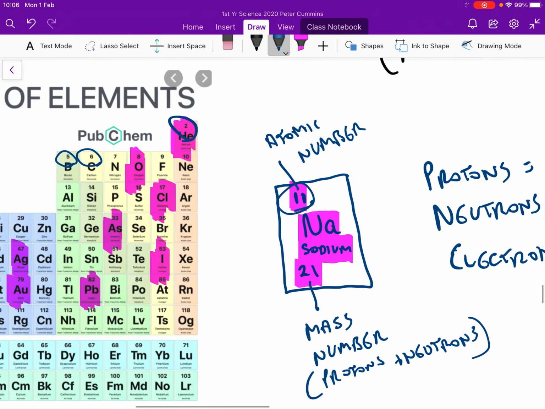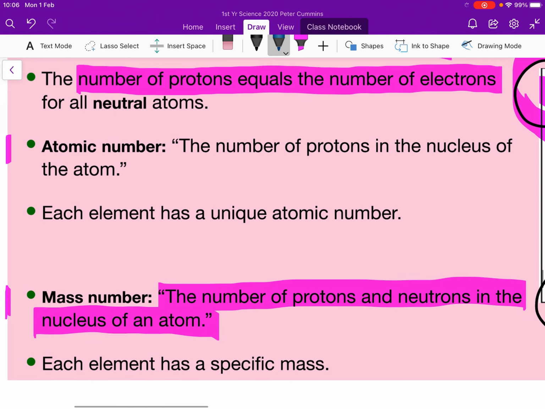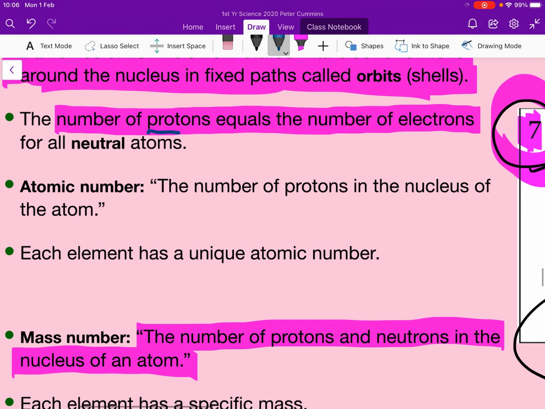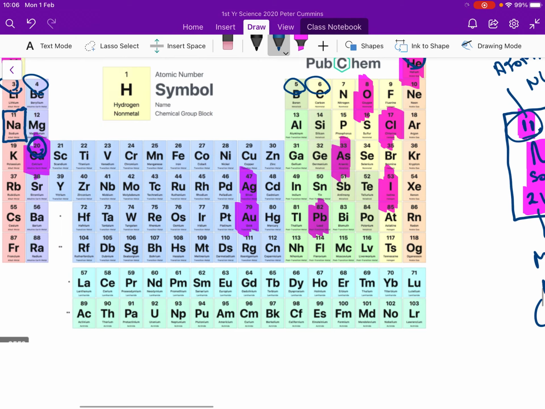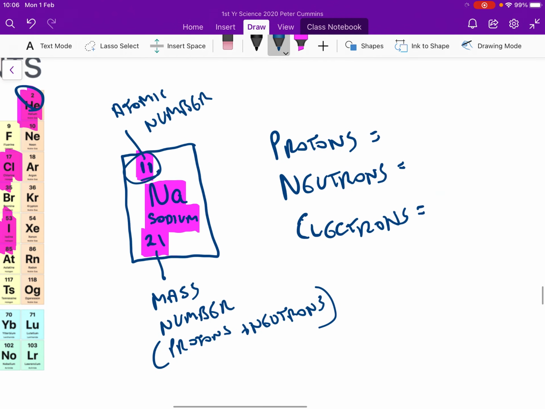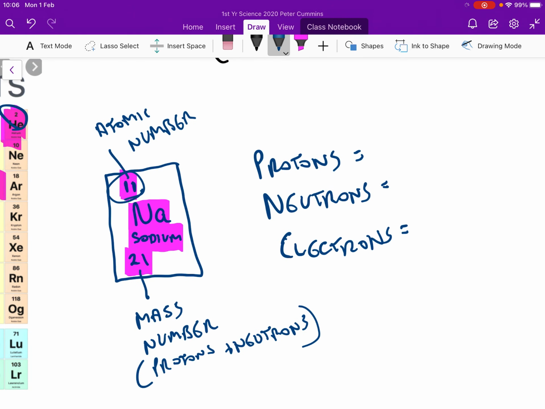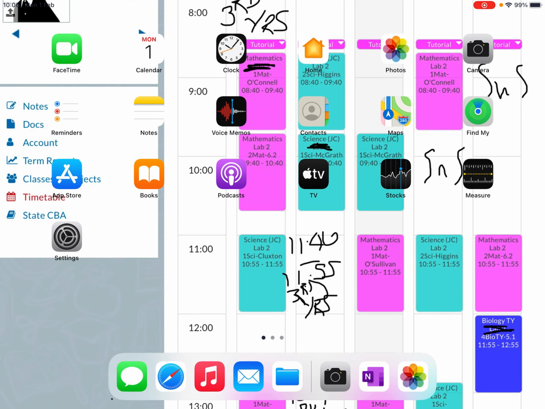So if I go back to it and say, what does the atomic number tell me again? What does this 11 tell me? Go back to that last bit there. The atomic number tells us the number of protons. And it also means that it's the same amount of electrons. So that number tells me a great amount of stuff, because I can tell from that 11 that sodium has 11 protons and 11 electrons.